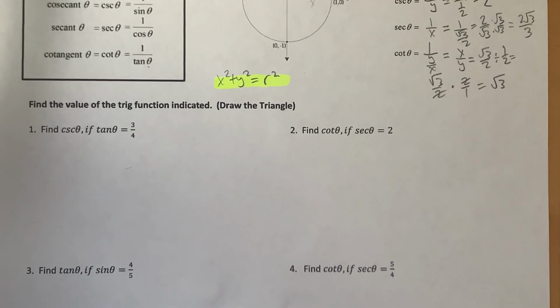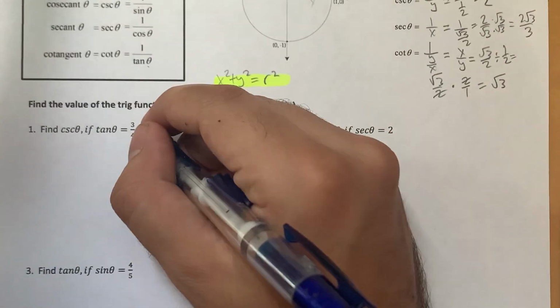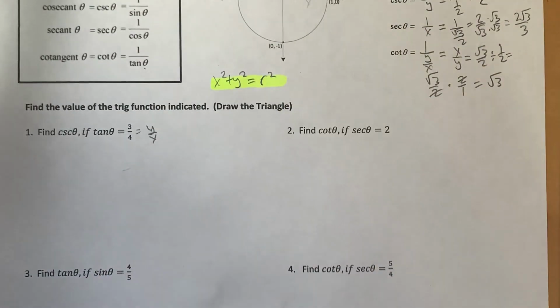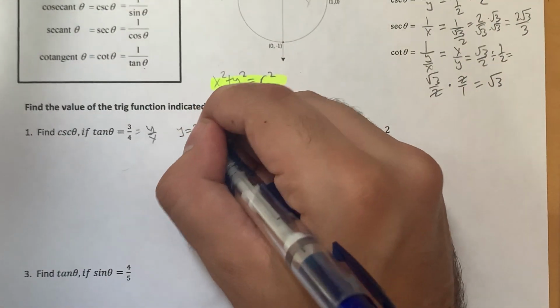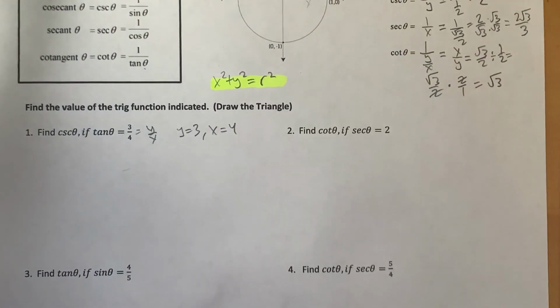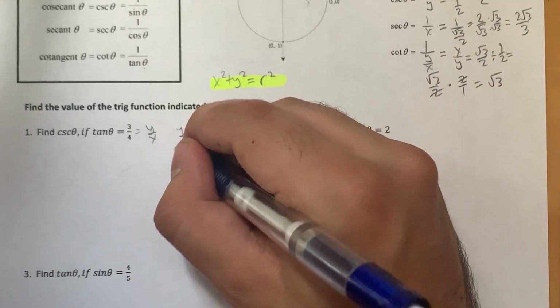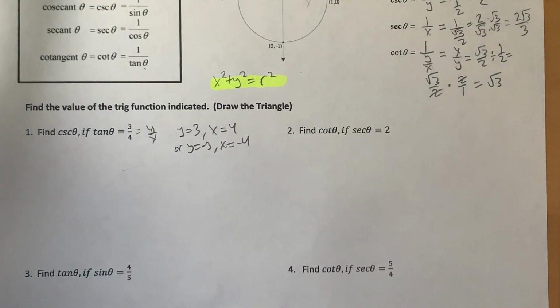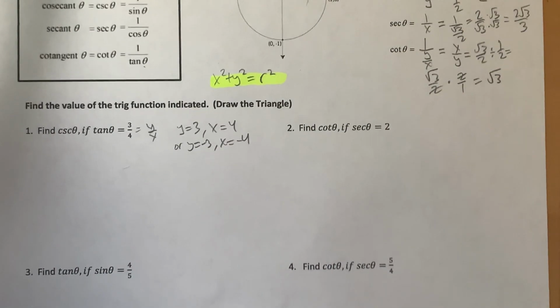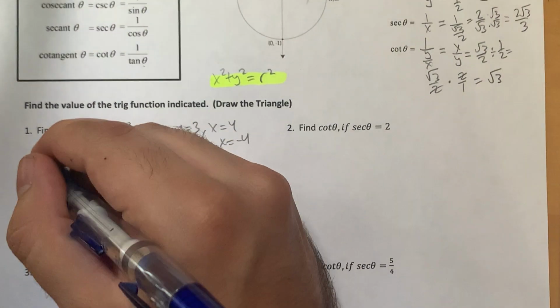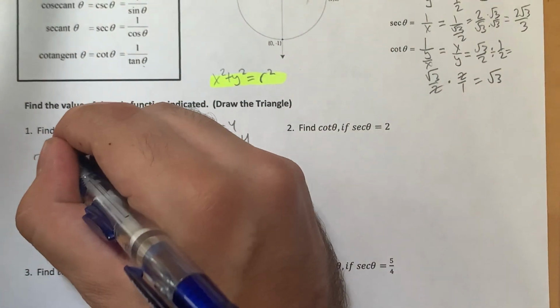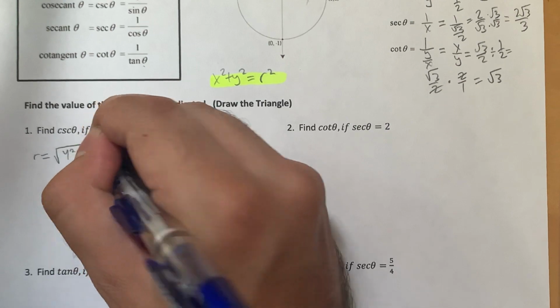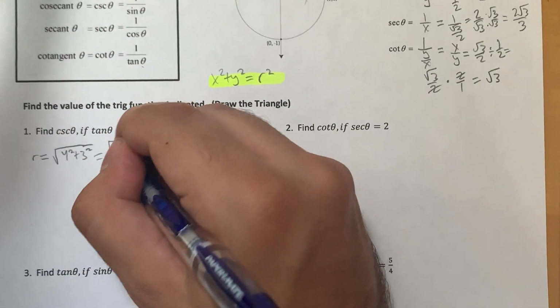So let's continue. Find cosecant if tangent theta equals 3/4. Tangent theta equals y over x. Write it down. y equals 3, x equals 4, right? Or y equals -3 and x equals -4. So we have to write within one unit circle what it can and cannot be. But we still don't know r, right? So r equals the square root of 4 squared plus 3 squared, which would equal the square root of 16 plus 9.